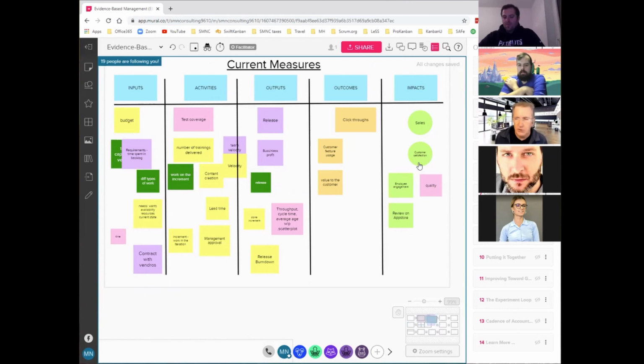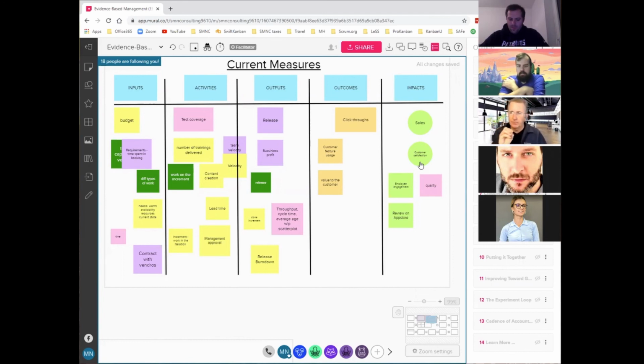Somebody put in customer satisfaction. Thank you very much for doing that. And that could be an outcome or an impact. I'm not too concerned about whether you define it one or the other per se, although it does depend how you actually measure it. So that's kind of an interesting thing to talk about briefly.